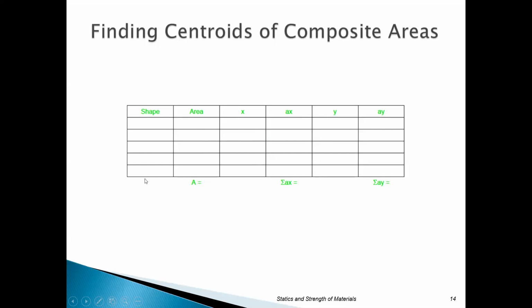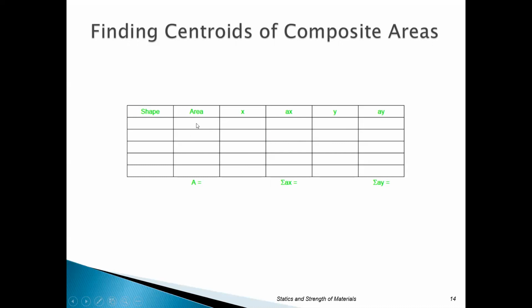When you get done with each area, with each shape, you're going to sum the total areas. You sum the total AX values and sum the total AY values. Now, a word about this, which is important, the X values can be negative as well as positive. Same thing with the Y. Area can typically be both positive and negative as well.